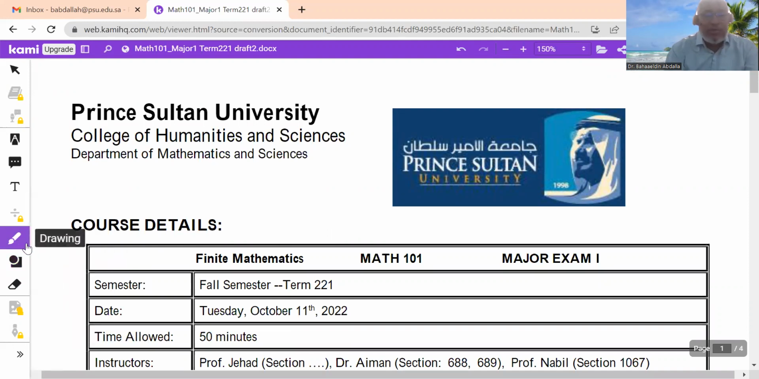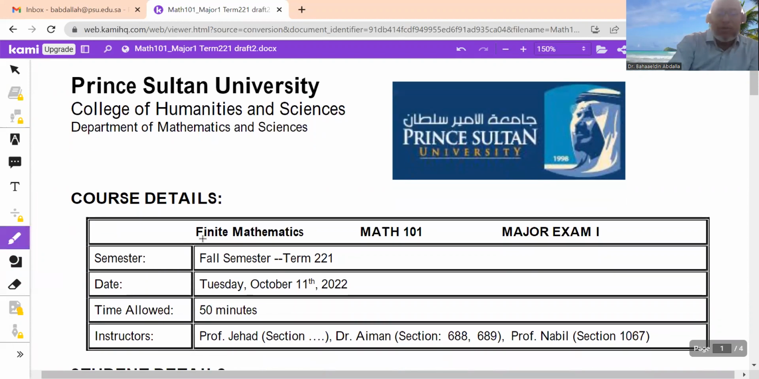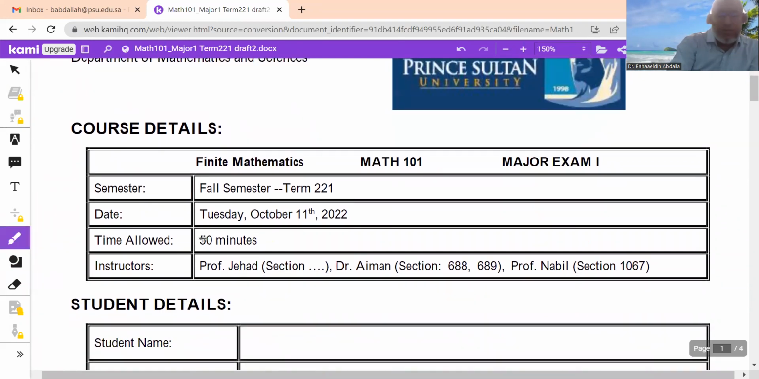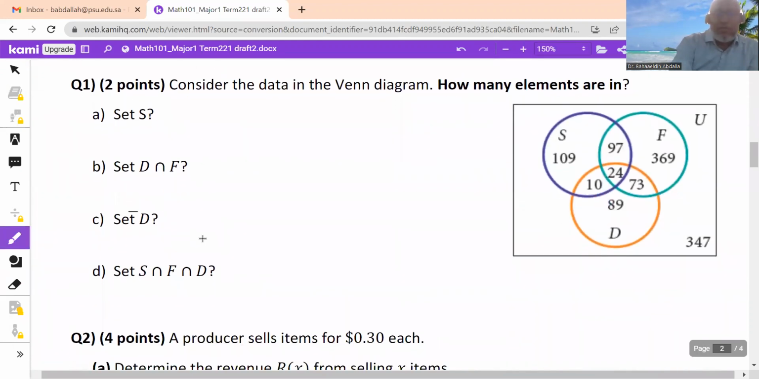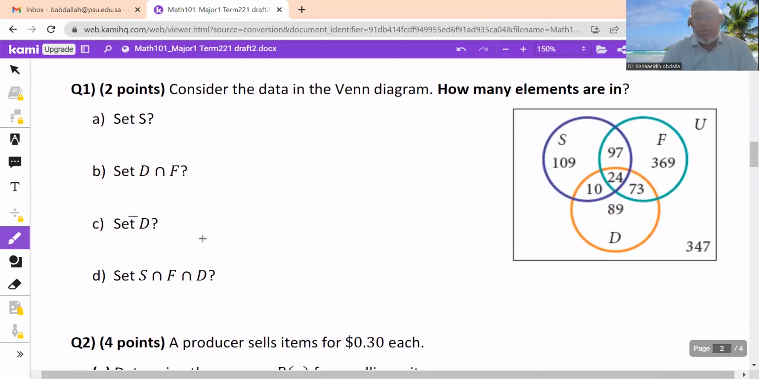This is Major 1, Math 101, Term 221. This is the first question. Consider the data in the Venn diagram. How many elements are in the following sets?